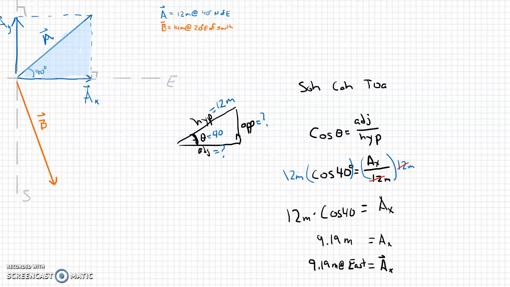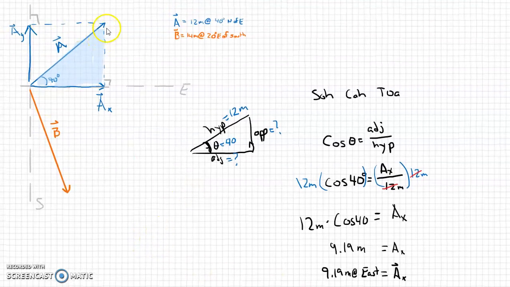Okay, so if we want to fully define this vector component, it does need to be, in fact, defined as a vector. All right, now let's move on. Our next goal was to find the y component of this vector A. So notice here in my triangle, I have the hypotenuse. I now know the adjacent side, and my goal is to find the opposite side.